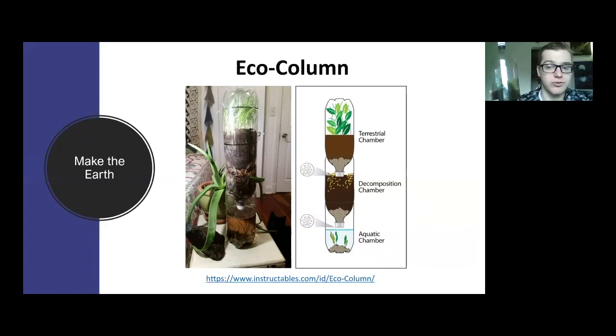But below that bottle, there's another bottle. That's a decomposition chamber. So that's going to be areas where your leaves and your sticks and your grass would be decomposing and breaking down into simpler nutrients that would be able to be used by the plants. And then down at the bottom layer is the aquatic chamber, and that recreates things like lakes and rivers and oceans as they exist on the Earth. So it creates this really, really cool cycle that you're able to watch inside the eco column. Like I said, it does take a little bit more materials, it takes a little bit longer, it might be a little bit more challenging for some of the younger viewers, but it is a really, really cool project if you're able to get it to work.